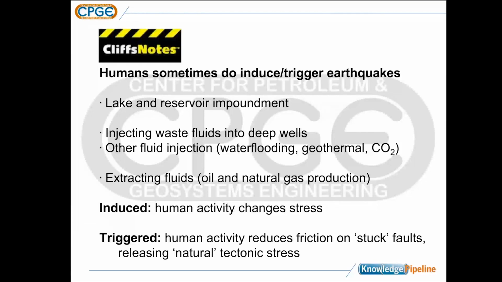However, when you speak of a triggered earthquake, this is where the human activity isn't affecting the stress. That is, it's changing the friction on stuck faults. And so the earthquakes are a product of natural tectonic stresses, but the human activity is changing the friction, allowing the earthquake to occur.